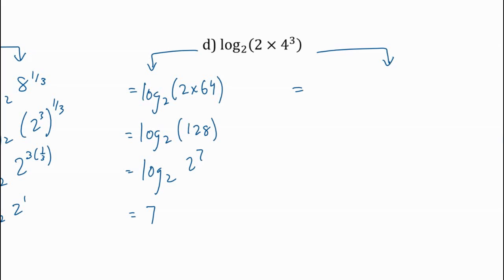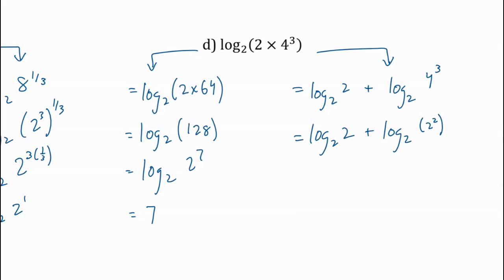Or I could have split this up because I'm multiplying. I have a product in the argument. I could split this up to log base 2 of 2 plus log base 2 of 4 cubed. And maybe instead of making 4 cubed 64, I do this. Log base 2 of 2 plus log base 2 of 2 squared, all cubed. Right? That would have been like a grade 11 technique.